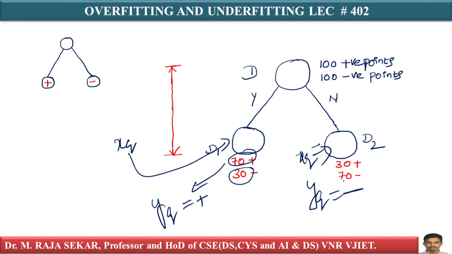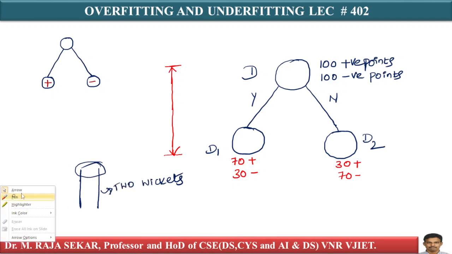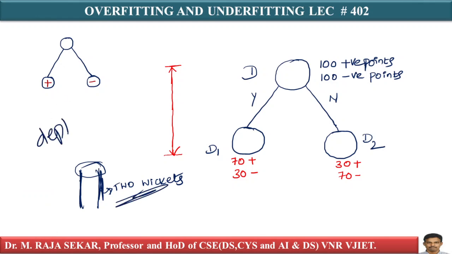Especially, a tree of depth 1 has a special name. It is called a decision stump. It is just like a cricket stump, like 2 wickets. Depth equal to 1 means a decision stump.